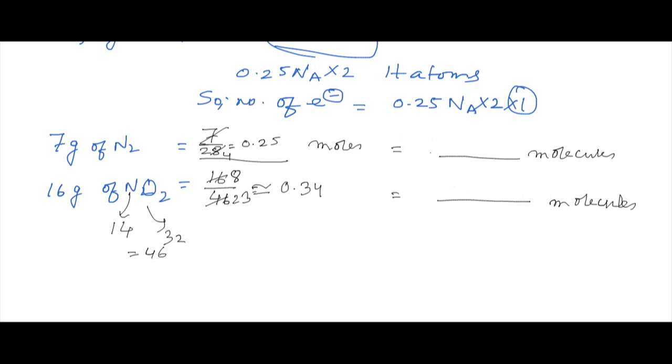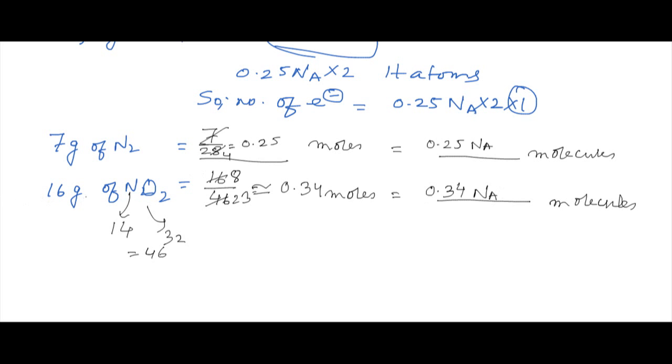So let us see over here how many number of molecules is coming. 0.25 into Na. And here how many number of molecules will be coming? 0.34 into Na. So which is more? It is very clear that the second one is more. So it is very easy now.